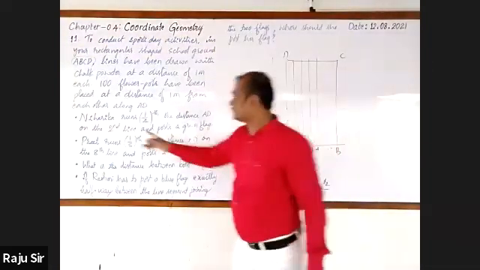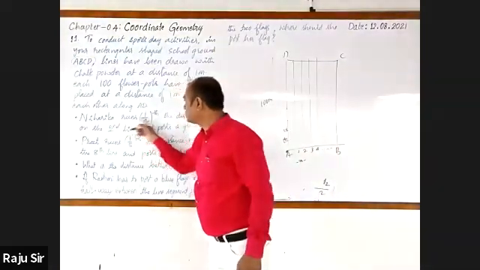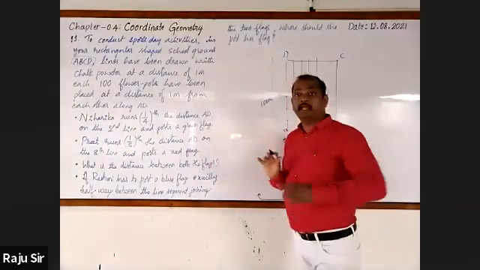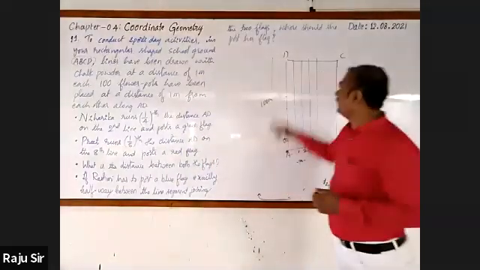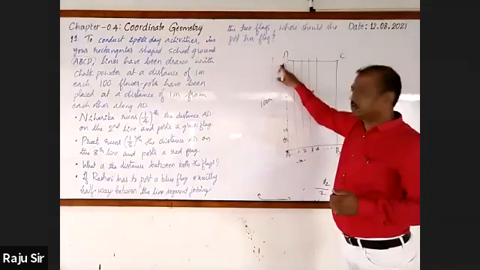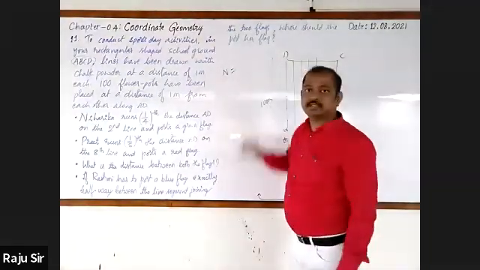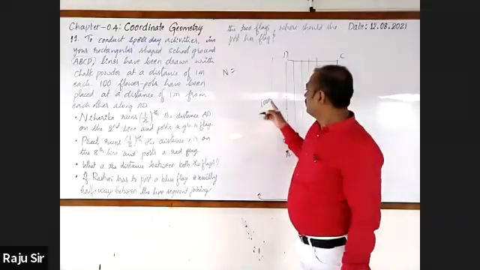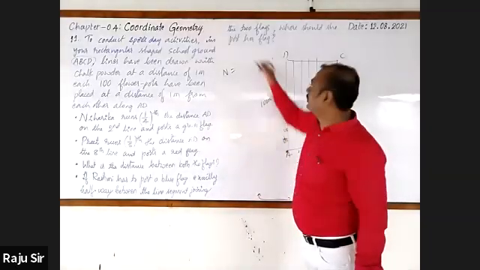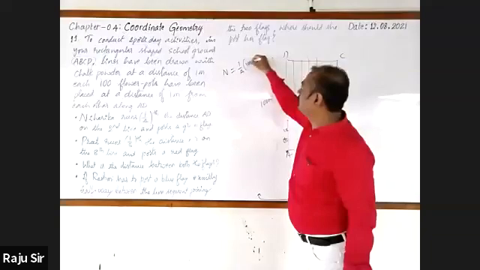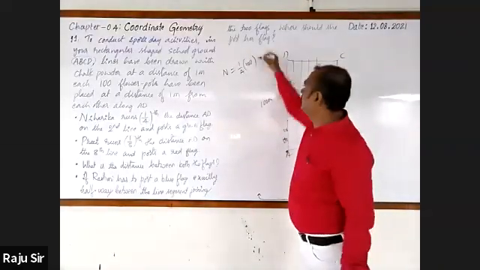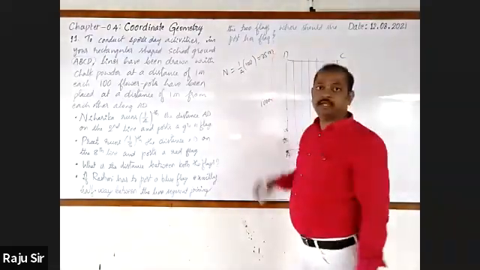Now, observe. Niharika runs 1/4 the distance AD. What is AD? 100 meters. Niharika will cover a distance of 1/4 of AD, that is 1/4 into 100. 25. How much? 25 meters.